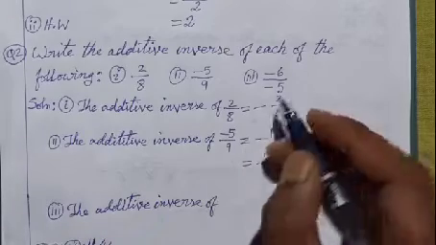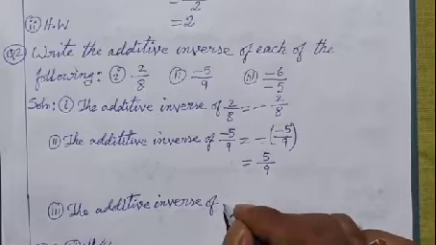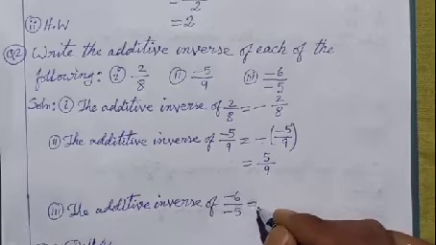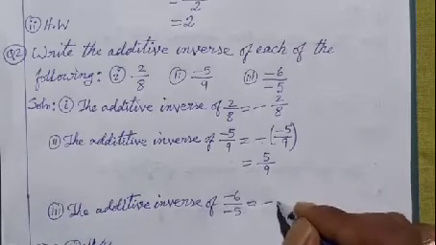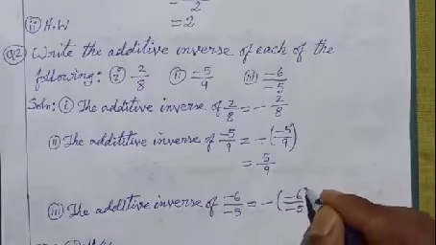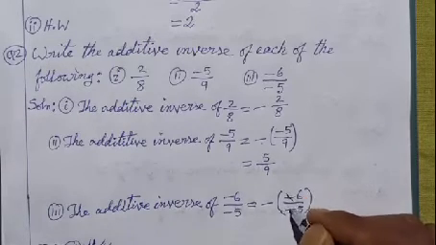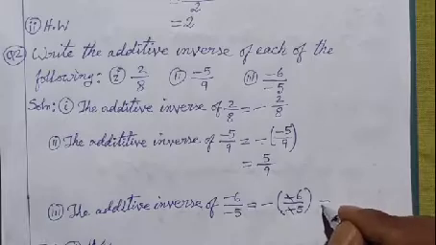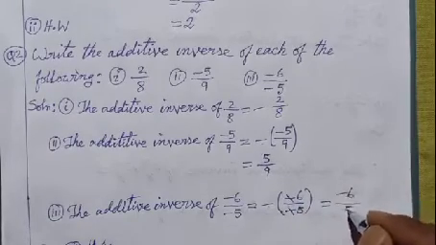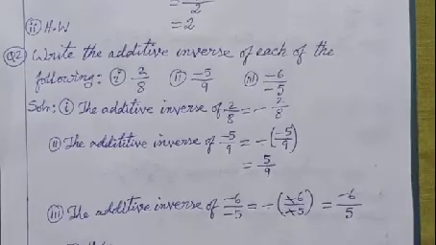Now Roman number 3, minus 6 by minus 5. The additive inverse of minus 6 by minus 5 is equal to, this also keep one minus sign. Minus 6 by minus 5. This minus sign and this minus sign, these two minus signs cancel. Then we are getting minus 6 by 5. Roman number 3 and 4 are homework.